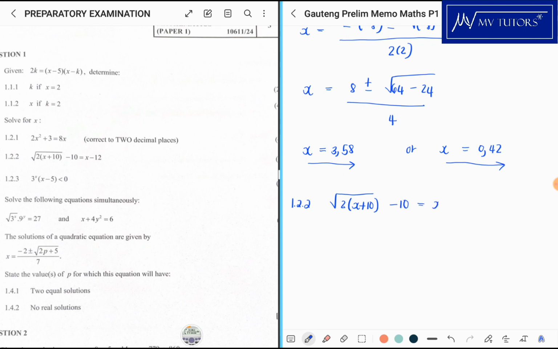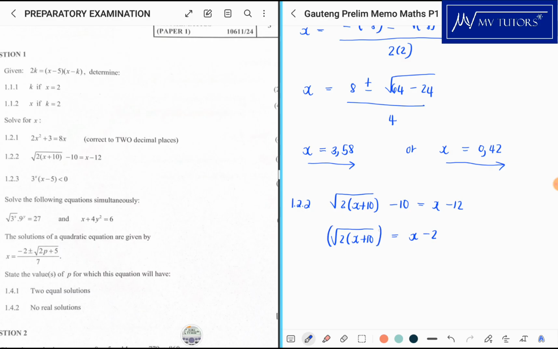Okay, so then we have that. All right, so before we even take away the square root, I would suggest that we take the 10 to the other side. So we have a minus 10. When you take it to the other side, it will be a plus 10. And minus 12 plus 10 will be minus 2. So basically I'll have x minus 2.